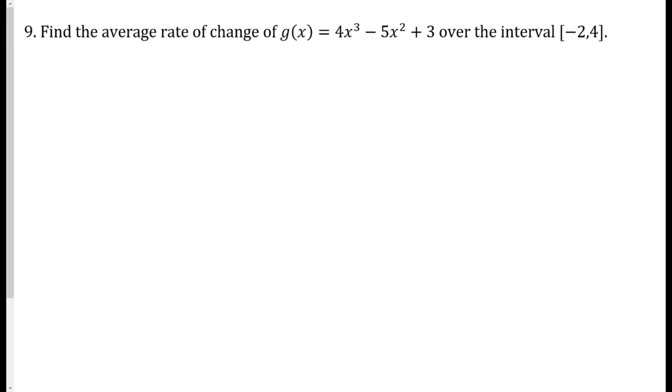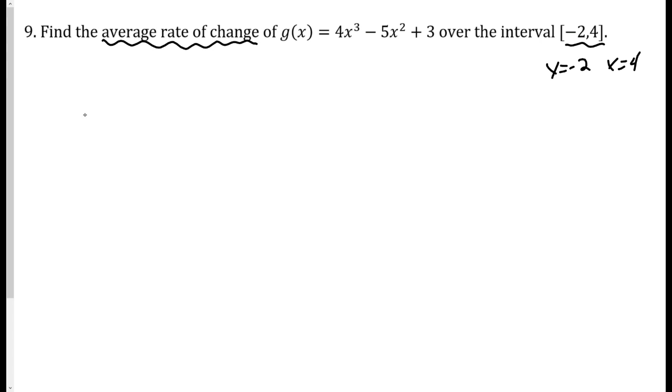9. Find the average rate of change of g of x over the interval from negative 2 to 4. So average rate of change, we need to use the slope formula. We need the change in y over the change in x. Those are the x values. X equals negative 2 and x equals 4. I need their y values.